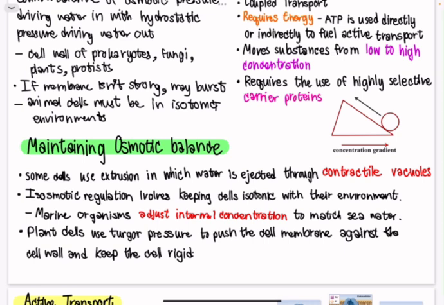Plant cells use turgor pressure to push the cell membrane against the cell wall and keep the cell rigid.